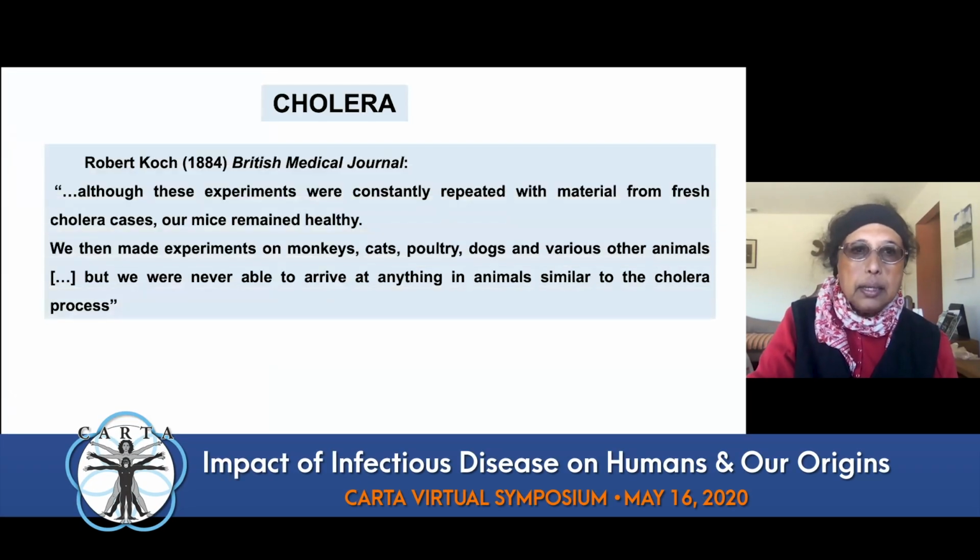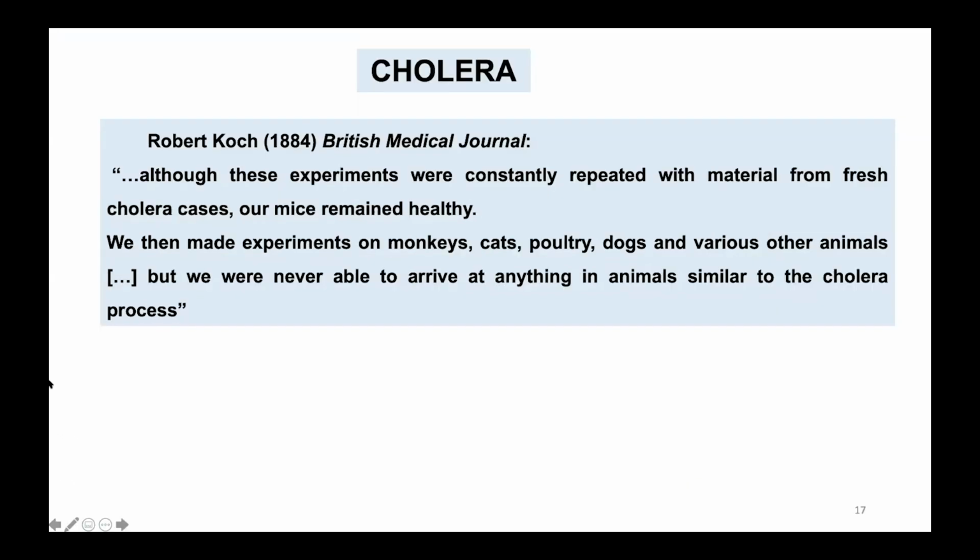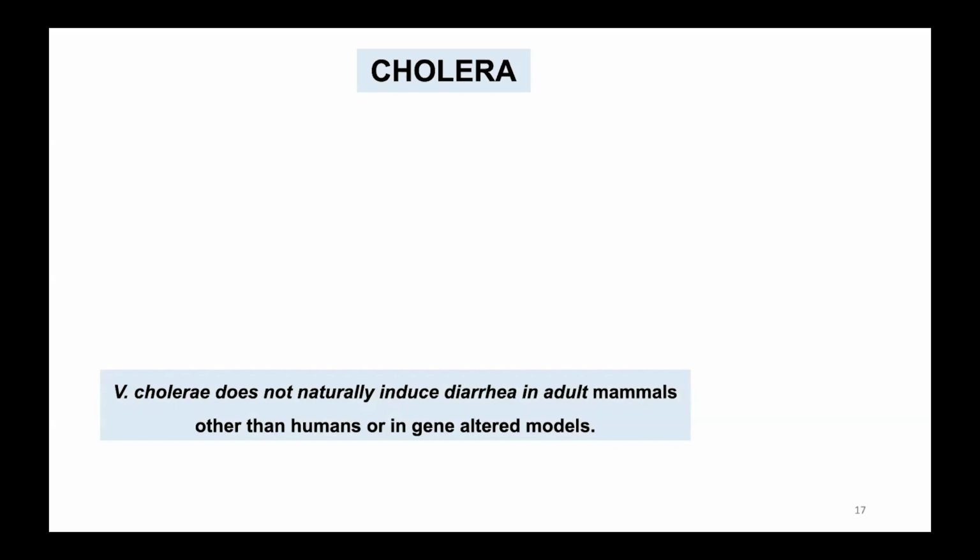But when he started studying cholera in 1884, he wrote in the British Medical Journal that although these experiments were constantly repeated with material from fresh cholera cases, our mice remained healthy. He then made experiments on monkeys, cats, poultry, dogs, and various other mammals, but was never able to arrive at anything in animals similar to the cholera process. So Vibrio cholerae does not naturally cause diarrhea in adult mammals other than humans or in gene-altered models.